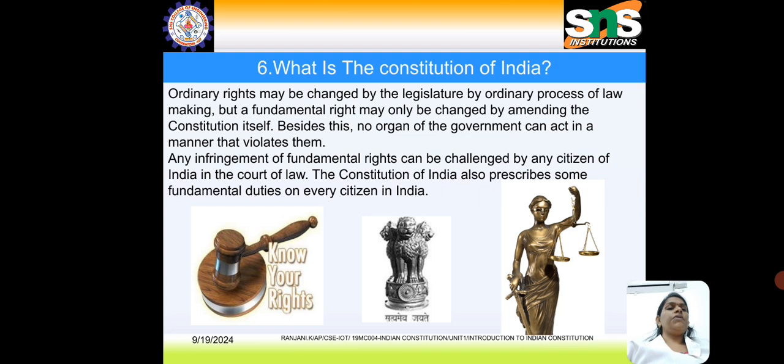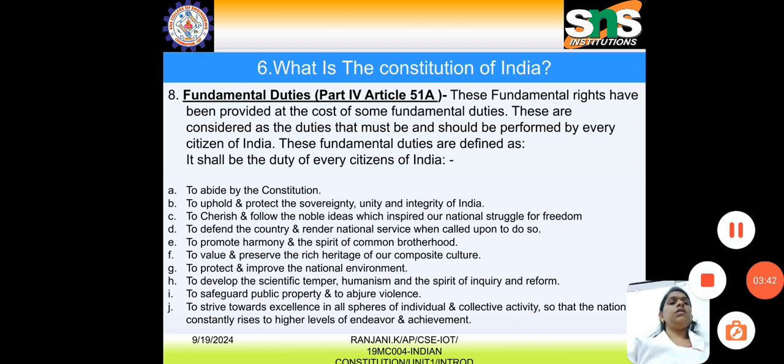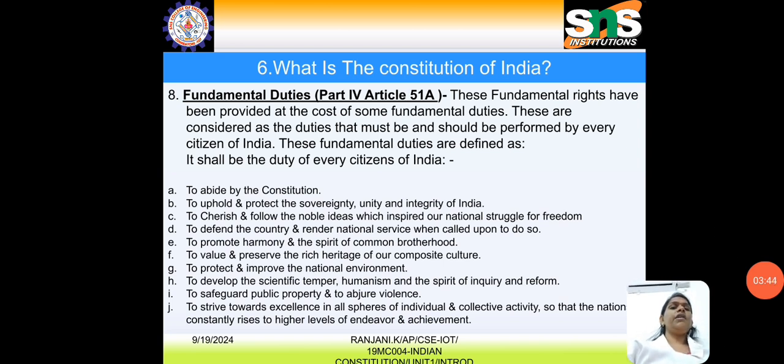The Constitution of India also prescribes some fundamental duties of every citizen of India. Next is fundamental duties. These fundamental rights have been provided at the cost of some fundamental duties, and these are considered duties that must be performed by every citizen of India.